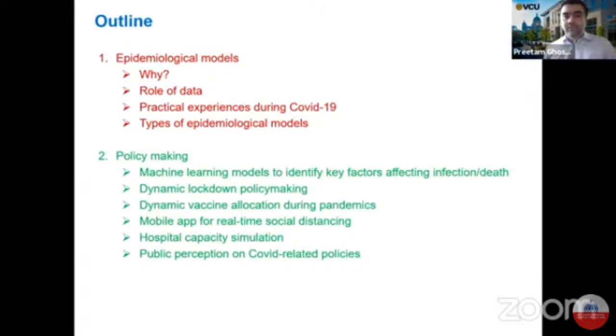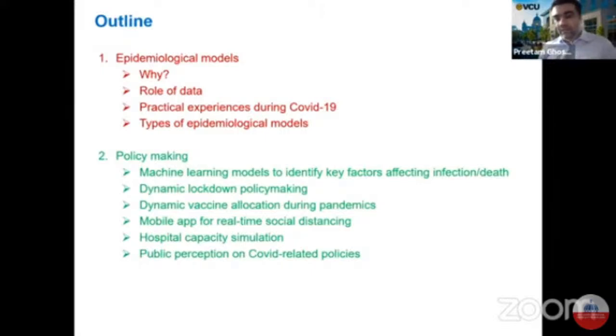The whole goal of these models and for lockdown policies and all of that was to ensure that the United States is staying healthy in terms of its healthcare resources. So we did not want our healthcare resources to be overrun by the sheer number of infected population, right? So that's the reason why hospital capacity simulation becomes important.